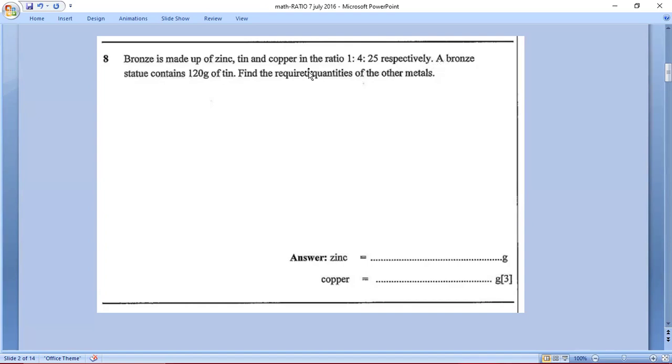So now it says if a certain piece of bronze, a certain bronze statue, or image, what do you call this statue? Okay, it's an image or artifact, a statue, contains 120 grams of tin. So they're giving you this 120. You have to compare. If this had 120 of tin, meaning the tin is always 4 times that of the zinc.